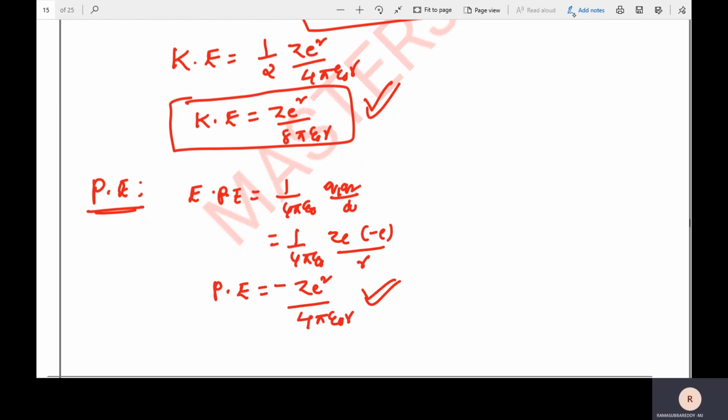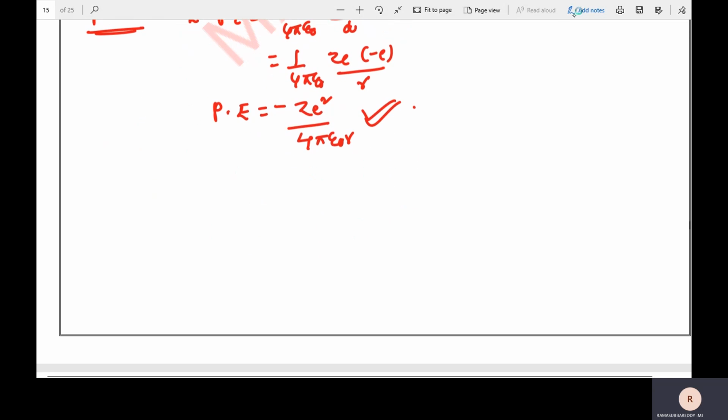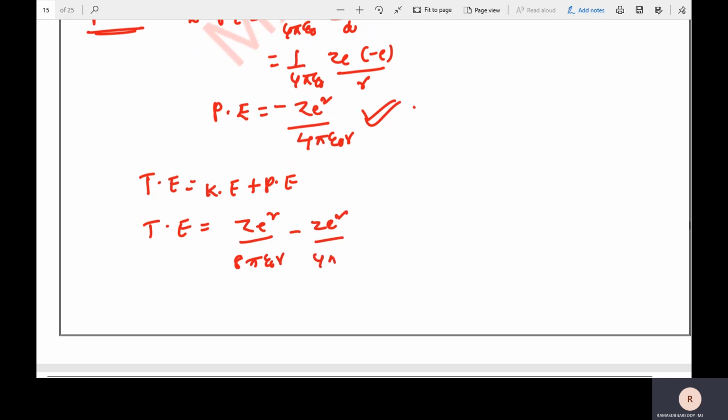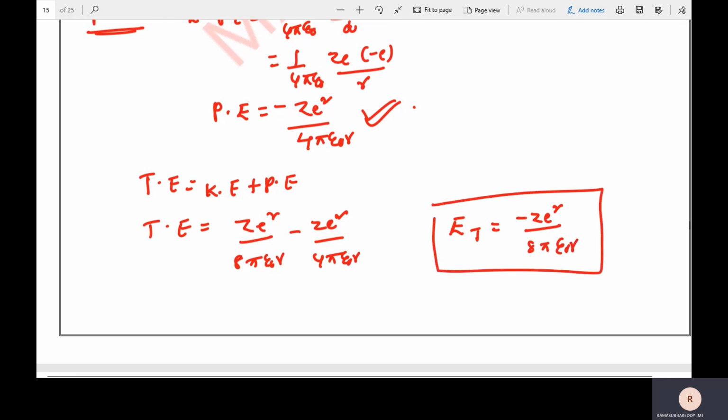Now total energy. What is total energy? The sum of kinetic energy plus potential energy. Then total energy is equal to Ze square by 8 pi epsilon naught r, the kinetic energy, minus Ze square by 4 pi epsilon naught r. Finally we'll get our total energy as minus Ze square by 8 pi epsilon naught r. That is the energy of the Bohr hydrogen model atom.